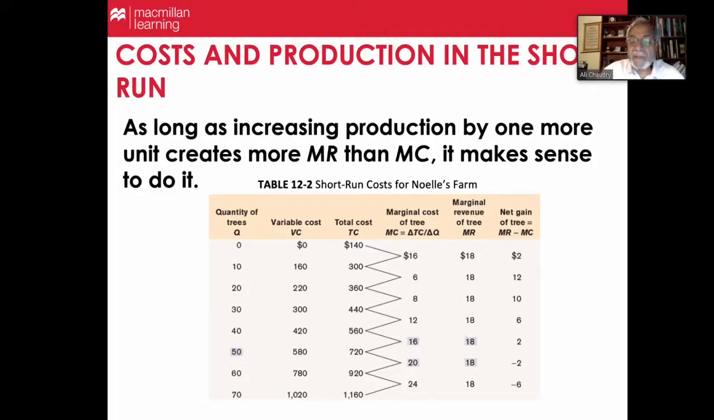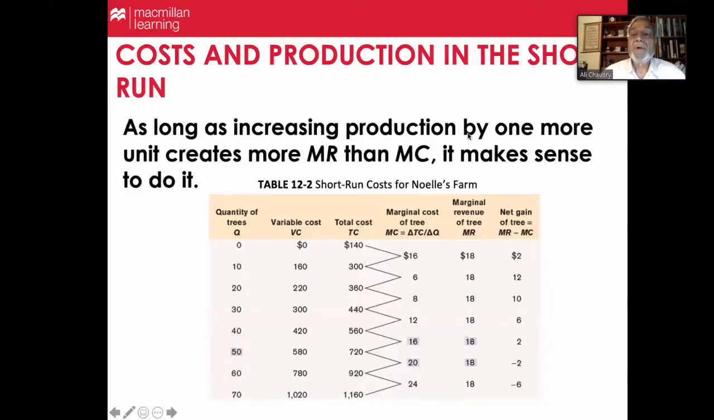So the definition says that companies will produce that level of output in order to maximize their profit where marginal cost is equal to marginal revenue. That is, the additional revenue they get from every sale they make is equal to marginal cost, and therefore that is the optimal level of output.